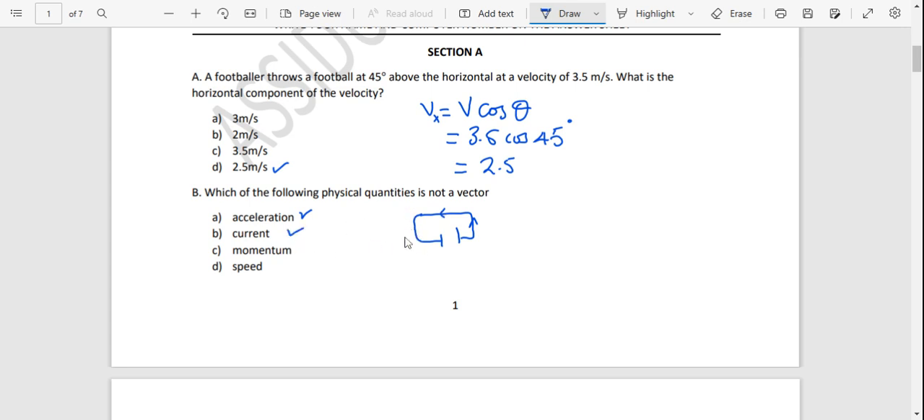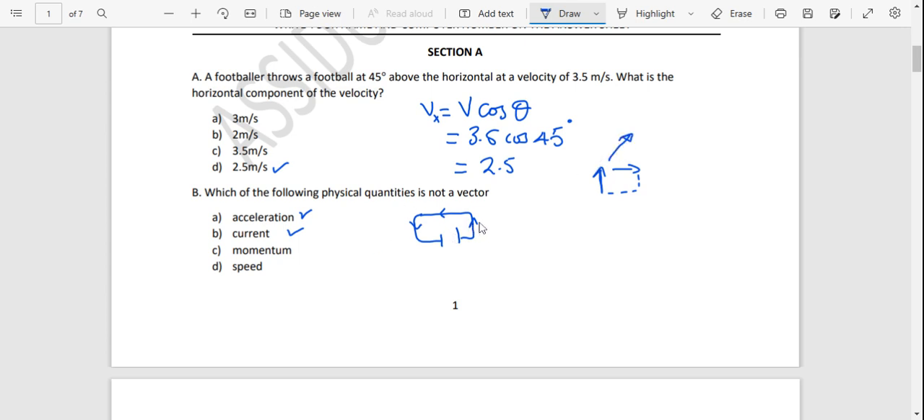Well, some books will say current is not a vector, and the reason is it doesn't follow the addition of vectors. If you have vectors going, let's say, in this direction, to get their sum you find their hypotenuse. You add them head on, so you find the hypotenuse as their sum. If you add these vectors, their resultant is going to be in this direction.